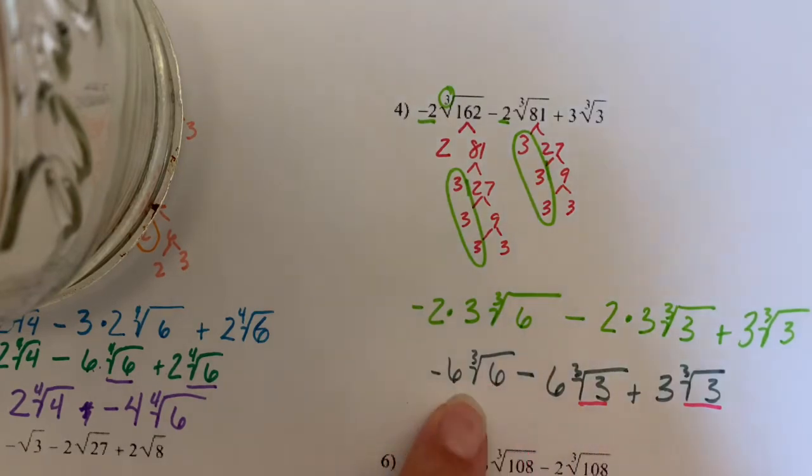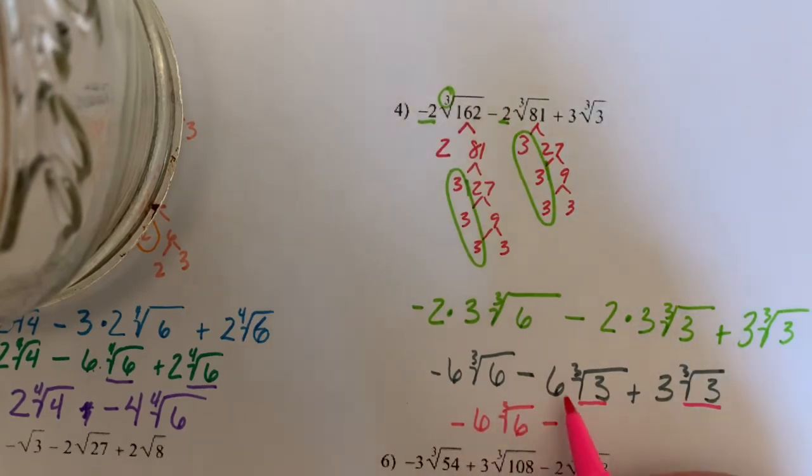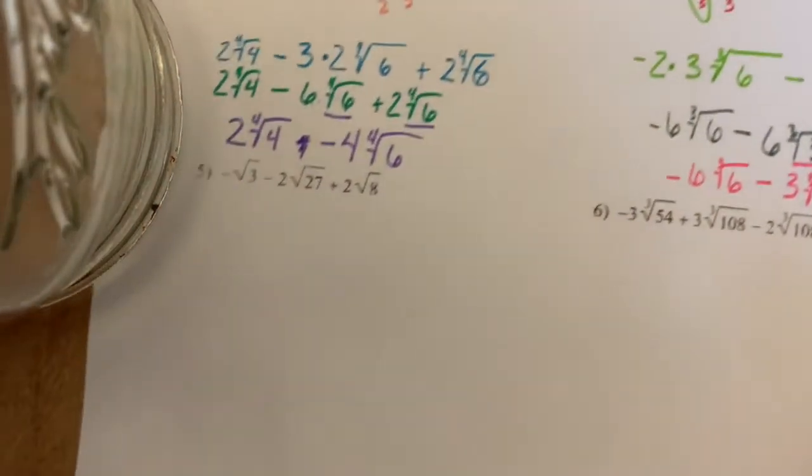This cube root of 6, I can't do anything with it, so it stays there, negative 6 cube root of 6 minus 6. A negative 6 plus 3 is going to be a negative 3 cube root of 3. And that's my answer. We only have 2 more left to do.